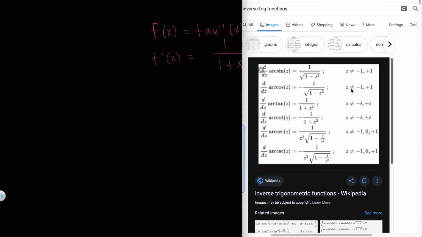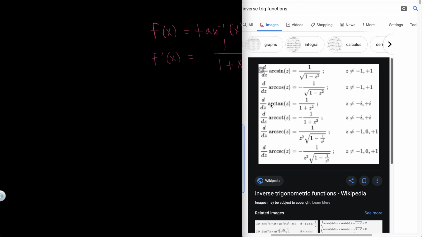And then there are certain places where these are restricted, right? Like for example, for arc sine, the derivative is not defined at -1 and 1. The reason for that is because it's going to be some sort of vertical slope, right? And that slope is undefined.